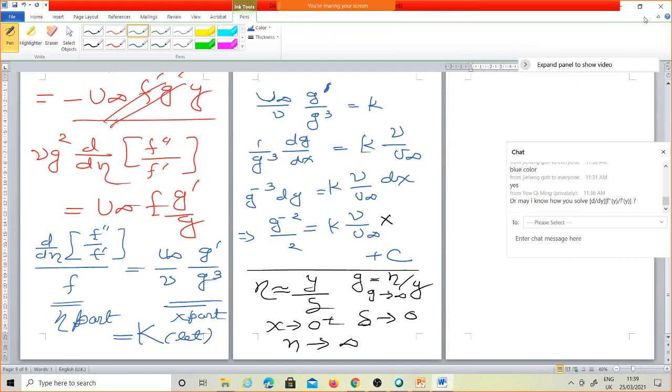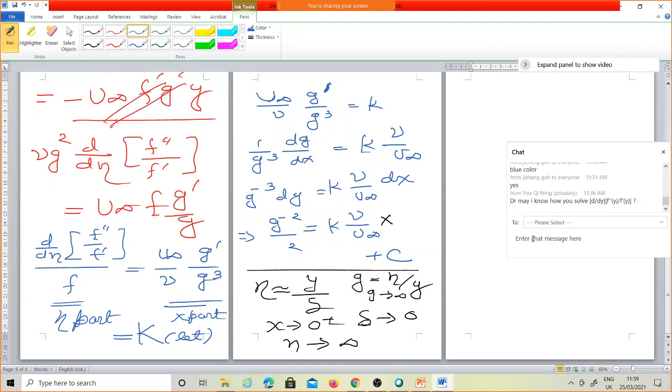May I know how to solve ∂/∂y of ∂/∂y of f'' by f'? This one. We are not solving this one, right?